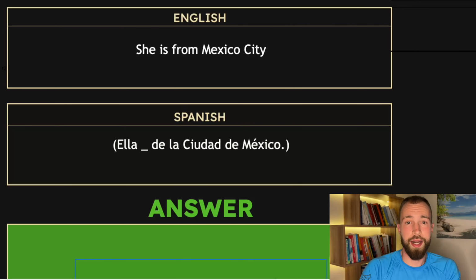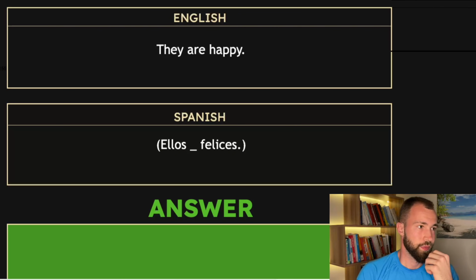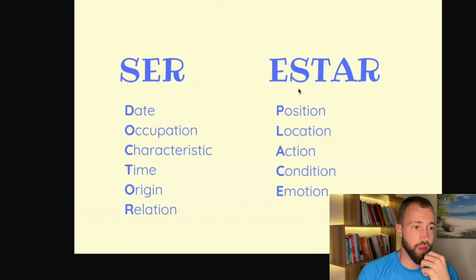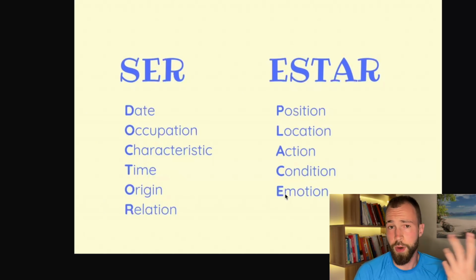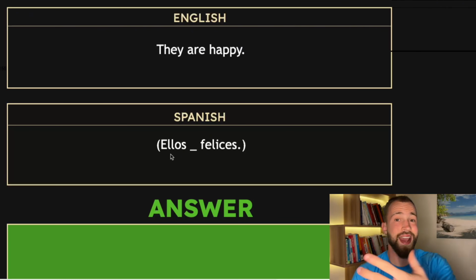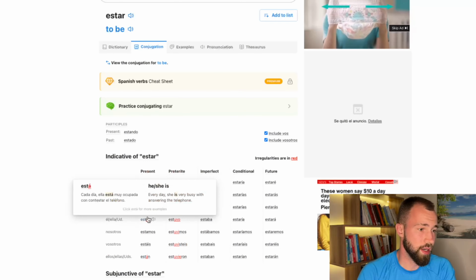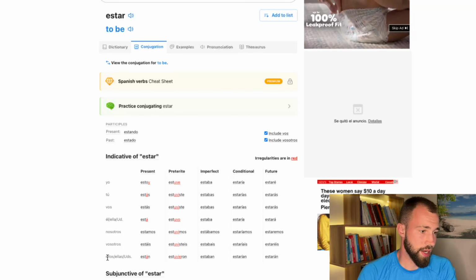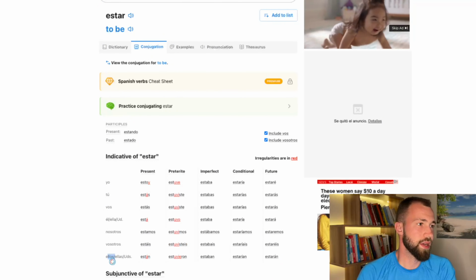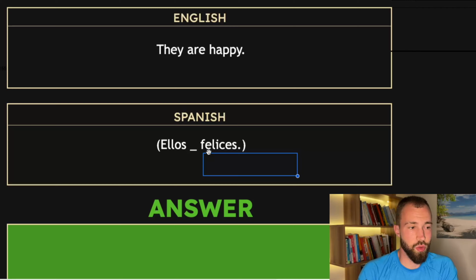So try and get the next one on your own. They are happy. Would that use ser or estar? So if you don't know, you could go to the sheet and look at it. And okay, we're talking about happiness, which is an emotion. So it should be estar. And we're talking about ellos, they. They are happy. So we can go to the estar conjugations. We're looking at the present here. And ellos is down here, están. So ellos están felices.